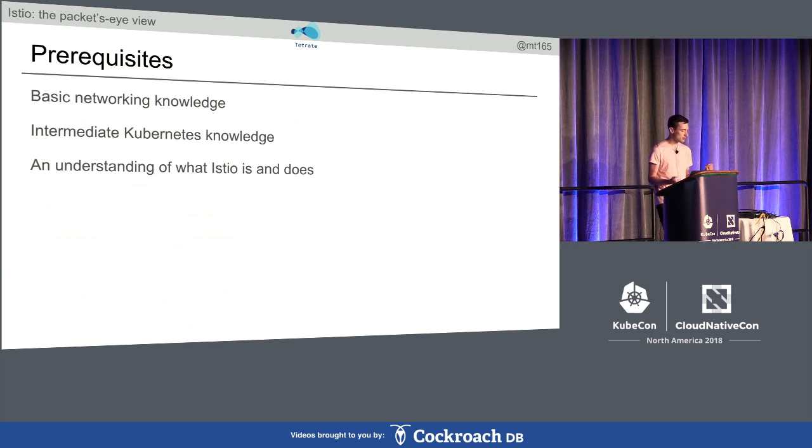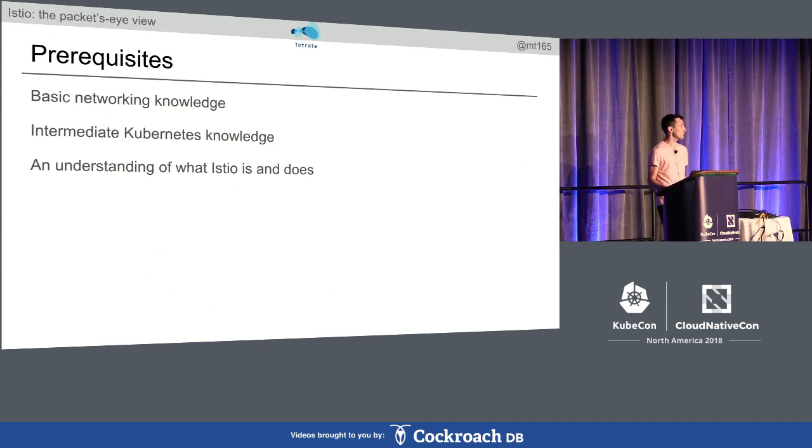To get the most out of this talk, it would be useful if you knew a bit of basic networking, right? What's an IP address? What's a route table? A bit of Kubernetes knowledge. This is KubeCon, although I have talked to crowds where nobody's even heard of Kubernetes. But if you know what a deployment is, a service, the fact that there's an overlay network, that'll be useful.